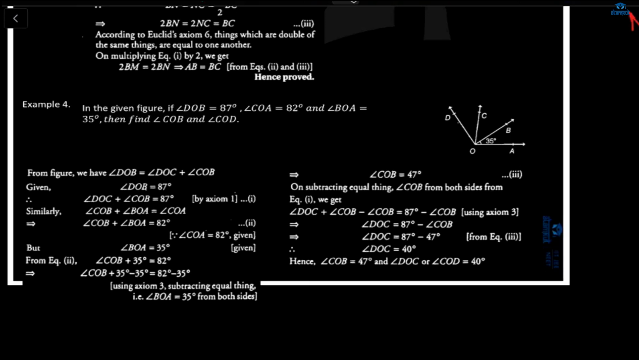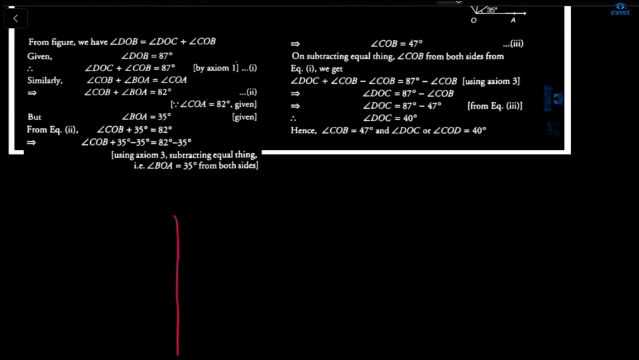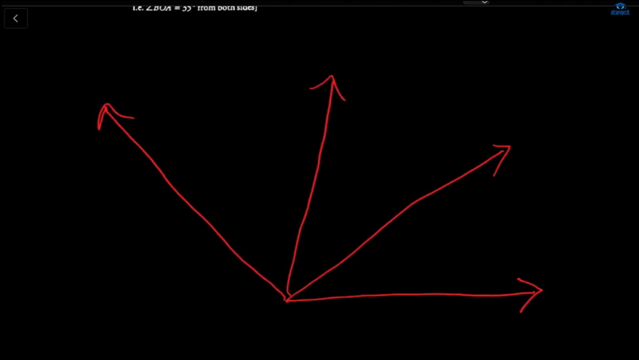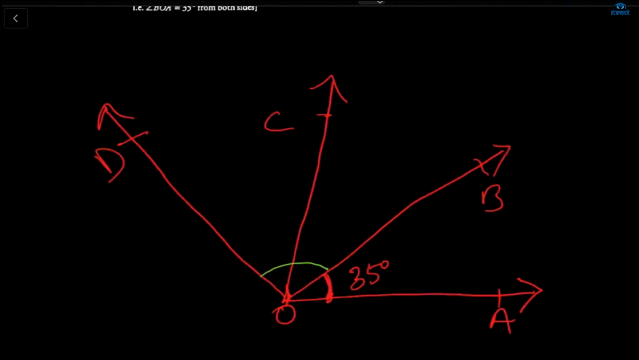Now I'll draw the figure here, a bigger figure so that it is very clear. This is D, C, B, A, and O. It is given that this angle is equal to 35 degrees. And DOB is equal to 87 degrees. I'm using a different color so that nobody gets confused.